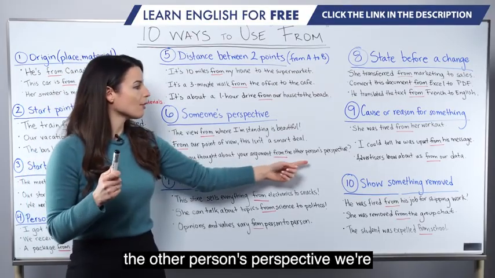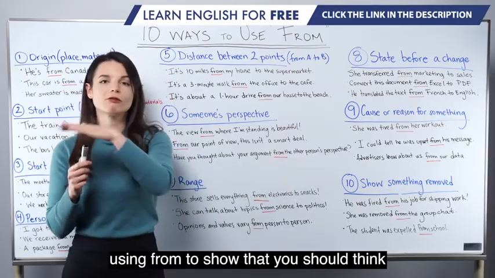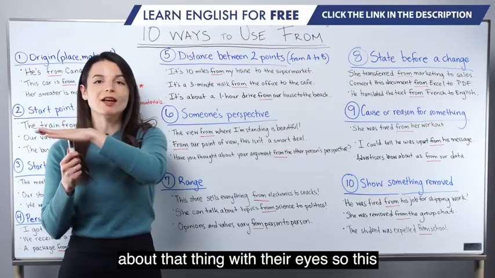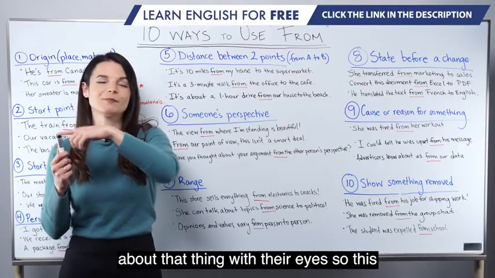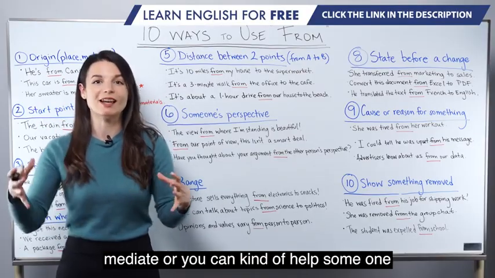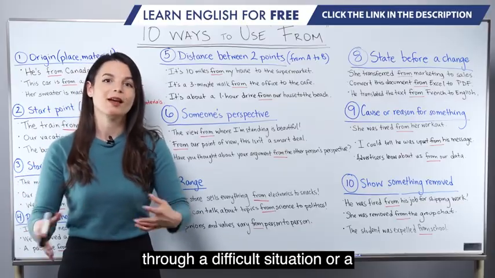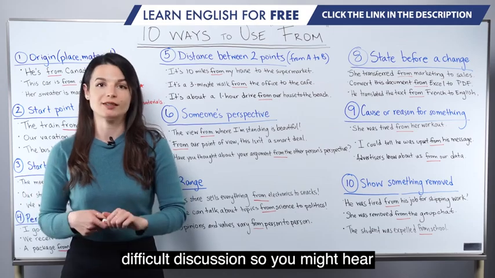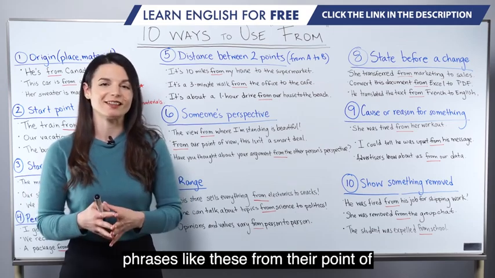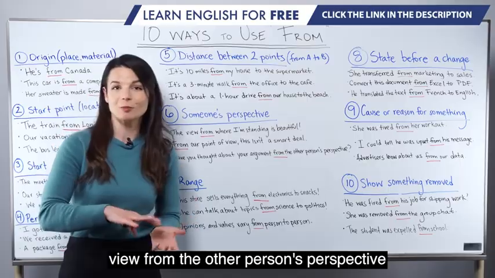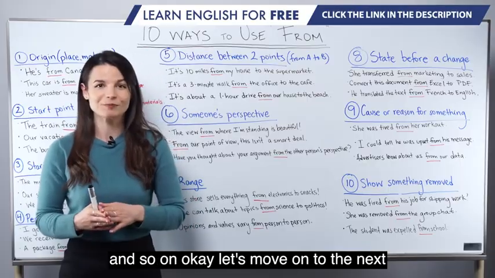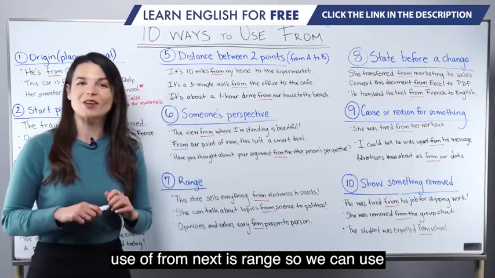So, from the other person's perspective. We're using from to show that you should think about that thing with their eyes. So this is another way that you can mediate, or you can help someone through a difficult situation or a difficult discussion. So you might hear phrases like these: from their point of view, from the other person's perspective, and so on. Okay, let's move on to the next use of from.